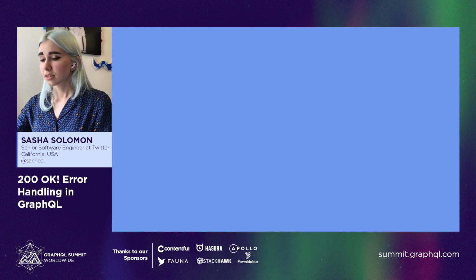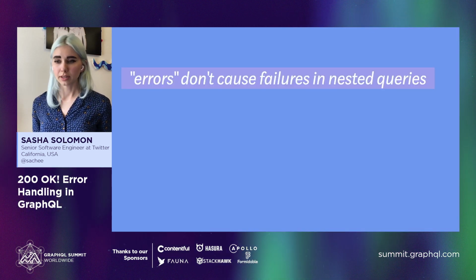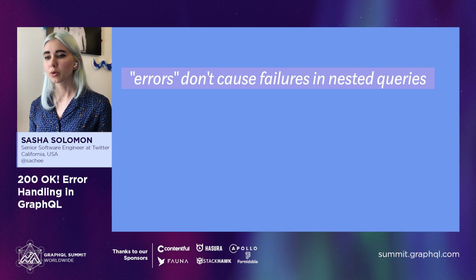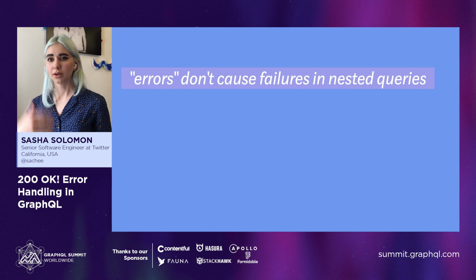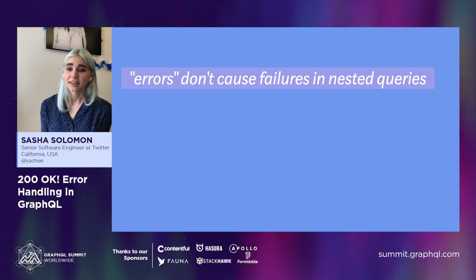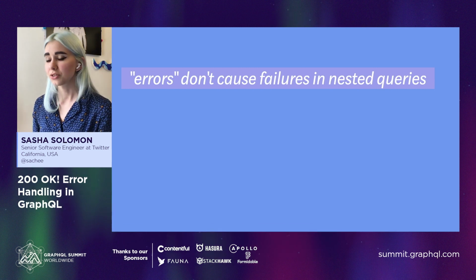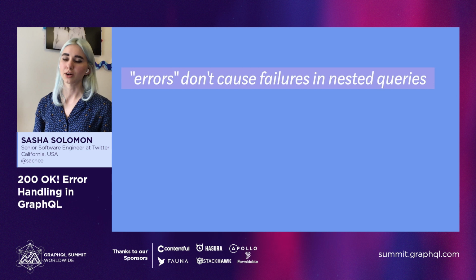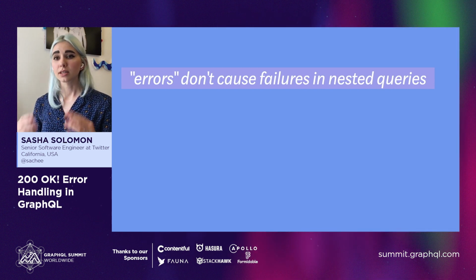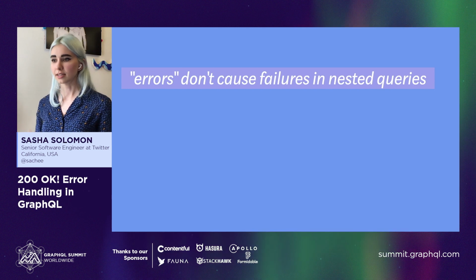And so what we learned also is that errors don't cause failures in nested queries. We were able to query for 2 different result types, and when one failed, it didn't cascade and fail the entire query. This is a problem that I have experienced personally in the past. It's a real bummer when you query for one thing and then something inside a nested query fails the entire query out. So these types of results don't actually cause these nested cascading failures.